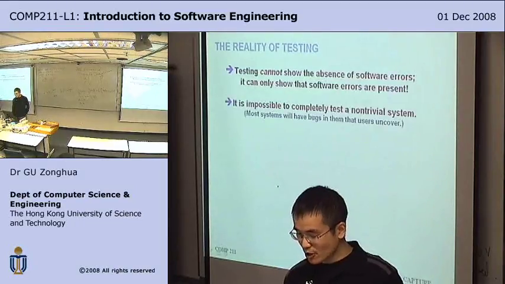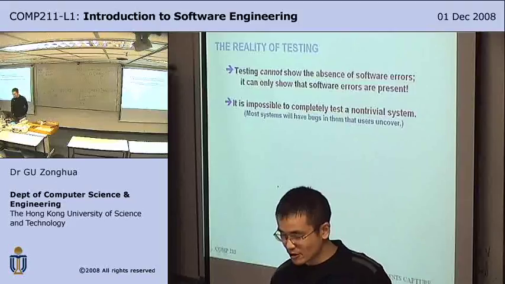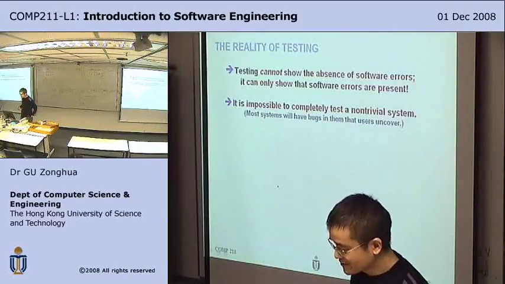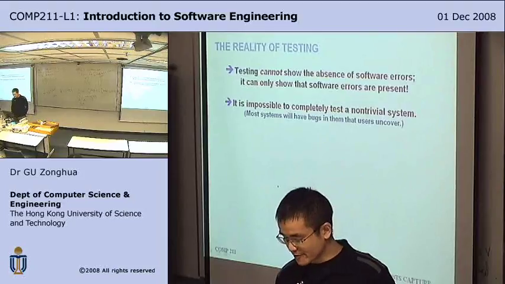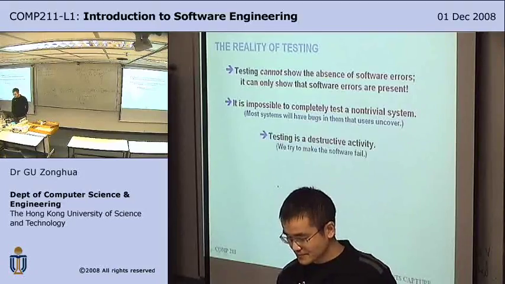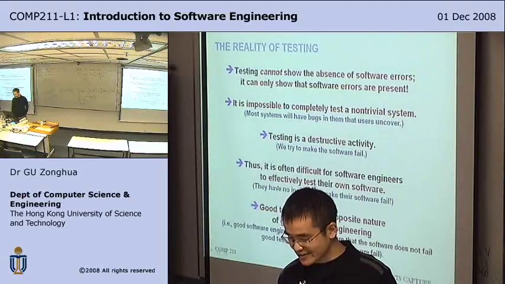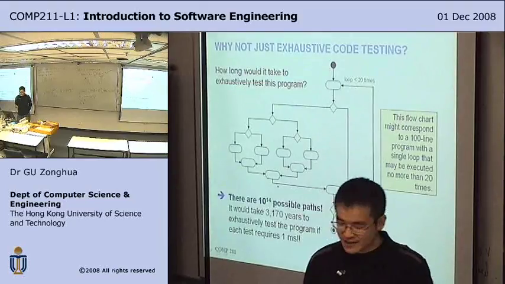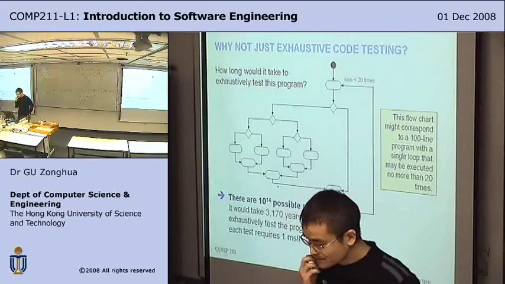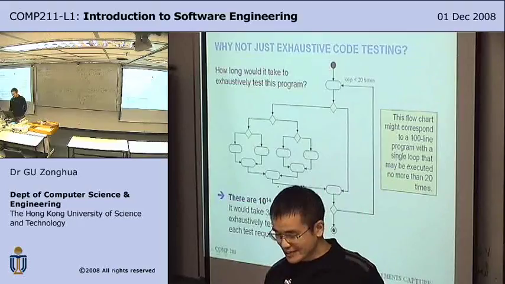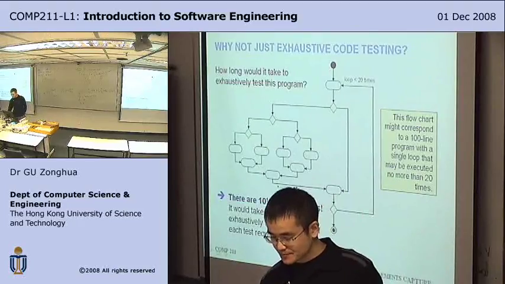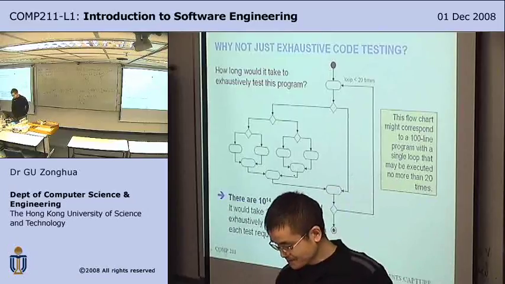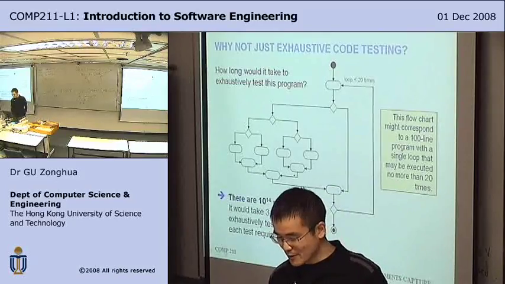So you cannot show the absence of errors. You can only show software errors are present, because you cannot exhaustively test any realistic software. Testing is a destructive activity. So in this simple example, it takes 3,000 years to test it because of the exponential increase. So it's 5 to the 20th power number of possible combinations.